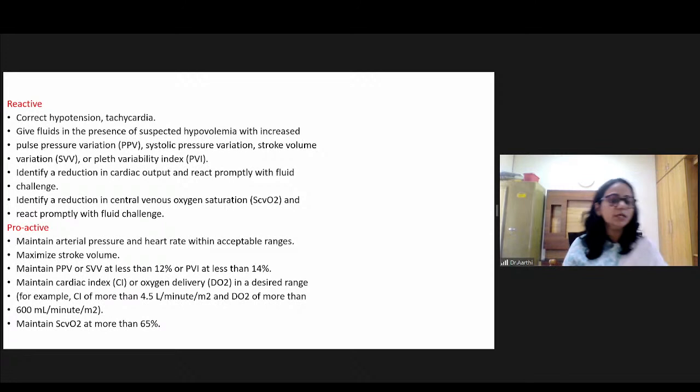management would be to maintain an adequate arterial blood pressure with a MAP of more than or equal to 65 to maximize the stroke volume, and to maintain the pulse pressure variation between the 12 to 14% range, and using invasive hemodynamic monitoring to maintain the cardiac index of around 4.5 liters per minute per meter square, and maintain central venous saturations of more than 65. This has to be implemented during the perioperative period, postoperative period, as well as in all critically ill patients. Thank you.